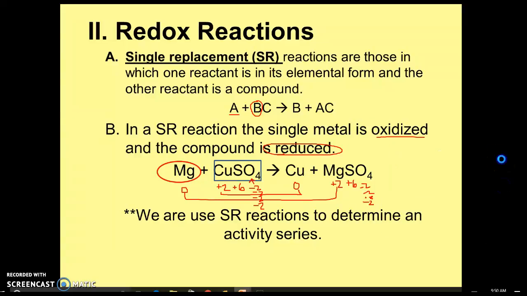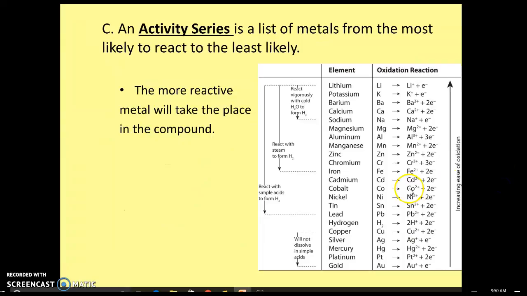All right, let's take a look then at what an activity series is. An activity series is a list of metals from the most likely to react to the least likely to react. Activity just means how reactive it is. The more reactive metal will take the place in the compound.